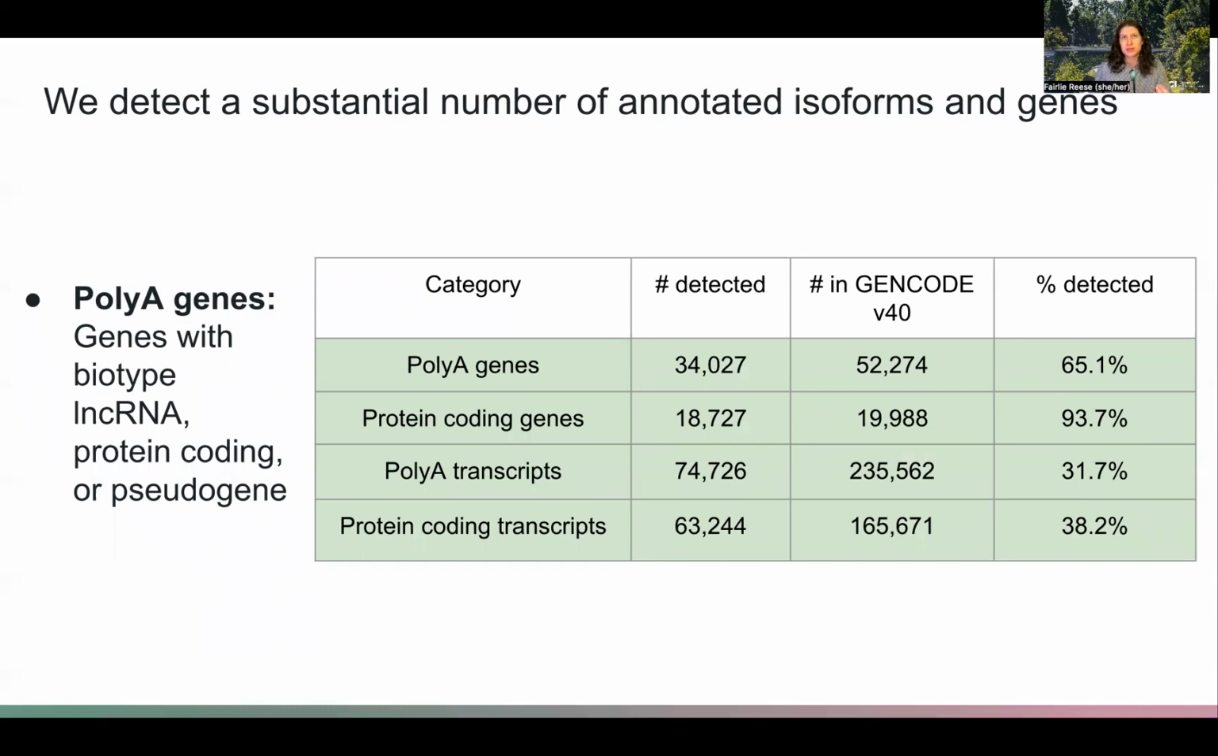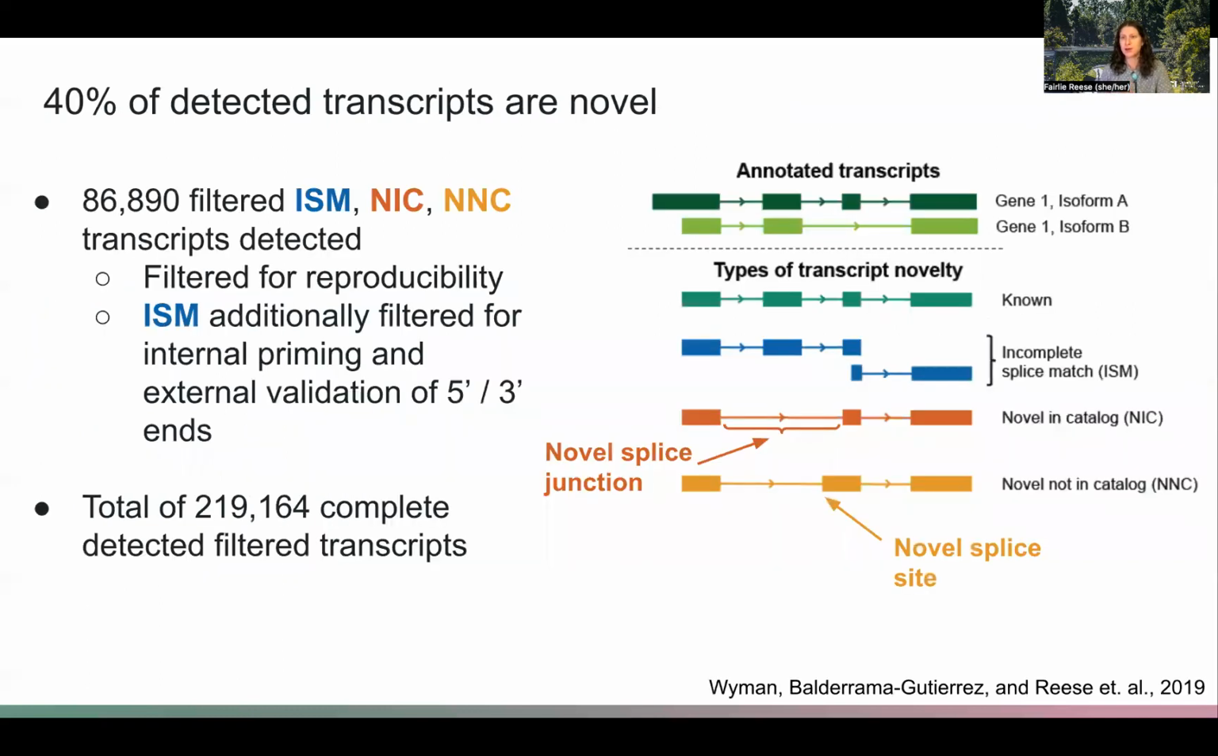But what about what we detect that is novel? Because again, if we're going to try to supplement our understanding of the human transcriptome, we need to be able to find what's there that's not annotated already. And to this end, we have this method of identifying, but also classifying novel transcripts with respect to the reference genome. So novel transcripts can be one of 3 different novelty categories.